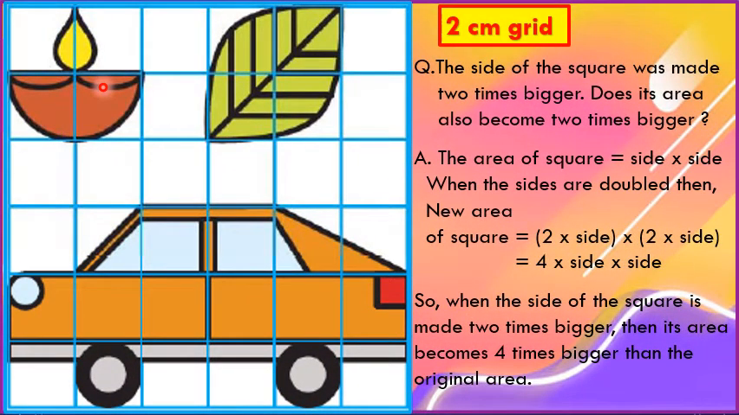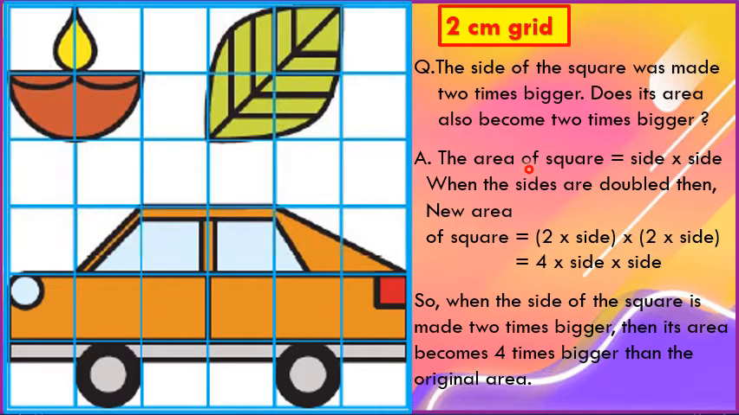Now try to draw the same three pictures on 2 centimeter square grid. That is, make these three pictures bigger like this. Here the question is, the sides of the square were made 2 times bigger than the previous picture. Does its area also become 2 times bigger?